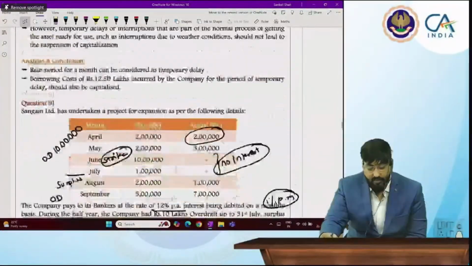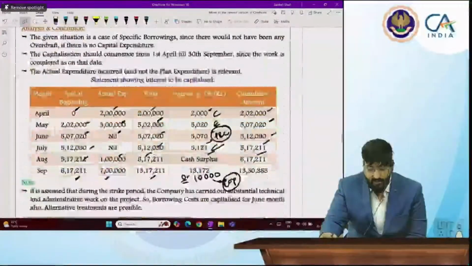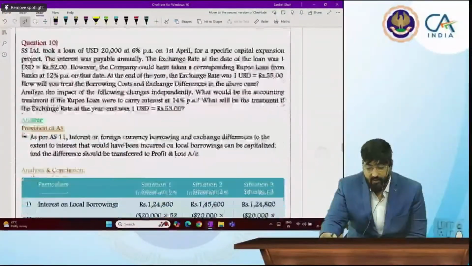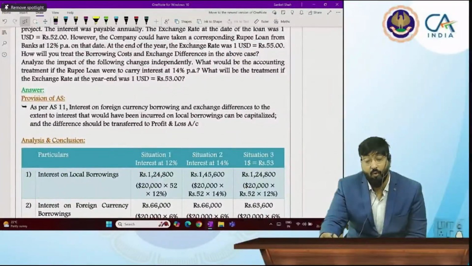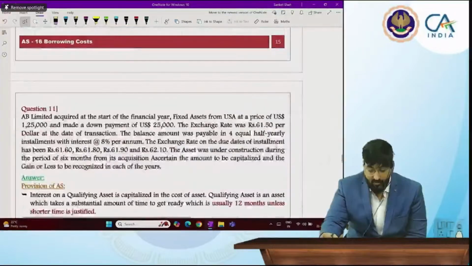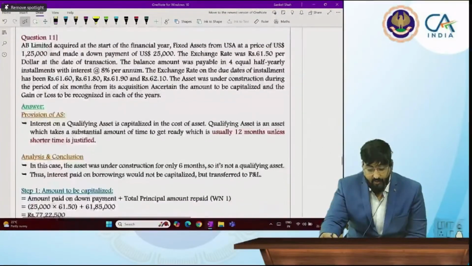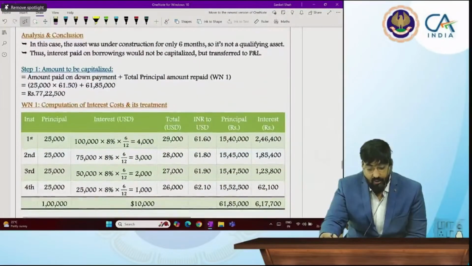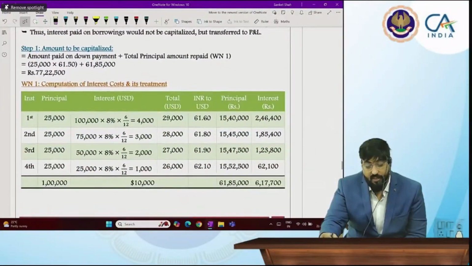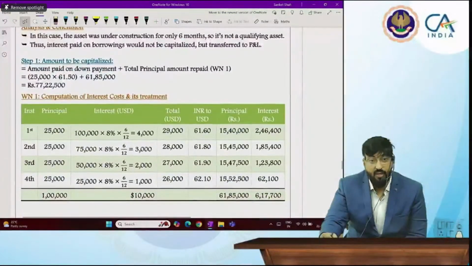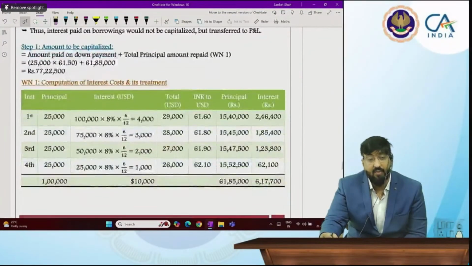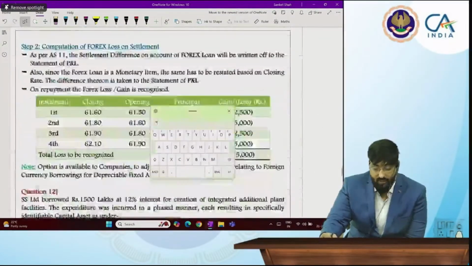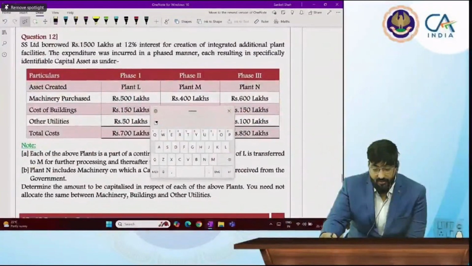Question 8 is a theory question, easy again. Question 9 is already covered. Question 10 is a foreign exchange question. Question 11 is again a foreign exchange question, but only when installments are there, in Sai Charan's question. So now Sai Charan, you can read this answer, you will understand it. Don't worry, it is very easy.